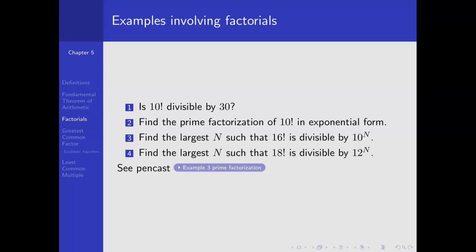And for those examples, I've done them in a pencast. You were probably prepared for that to be my next thing. So you should pause here and go and watch the prime factorization examples involving the factorials.